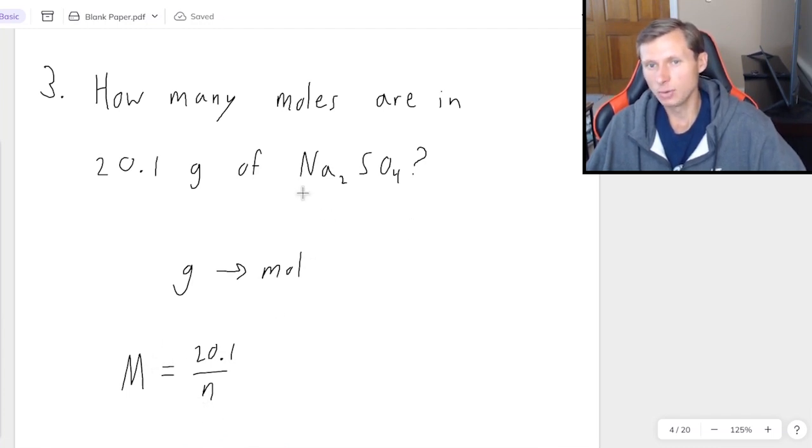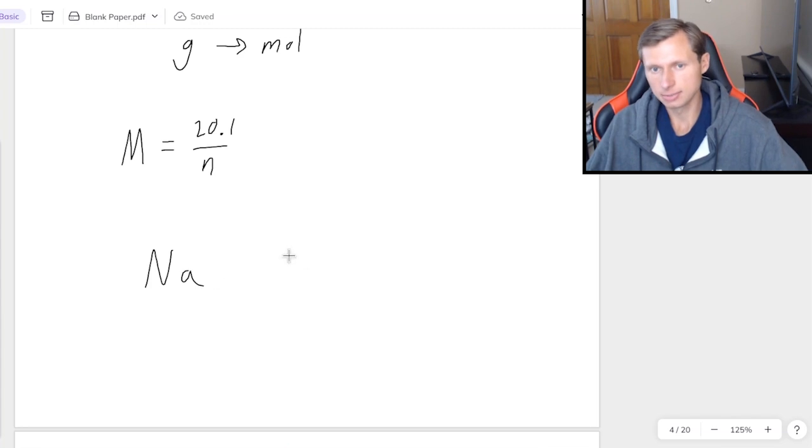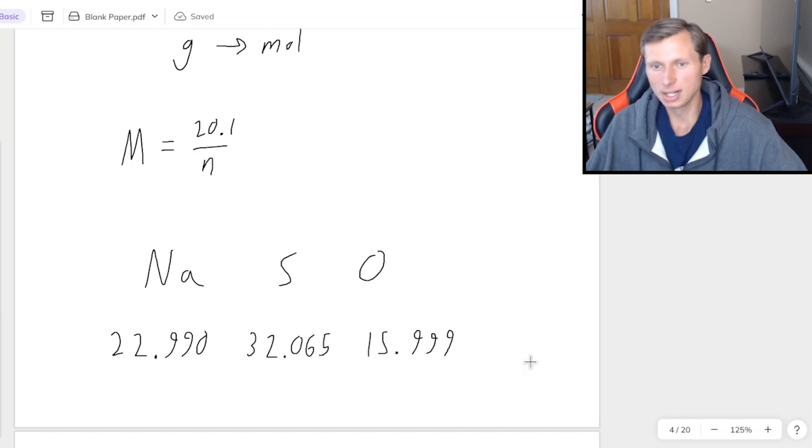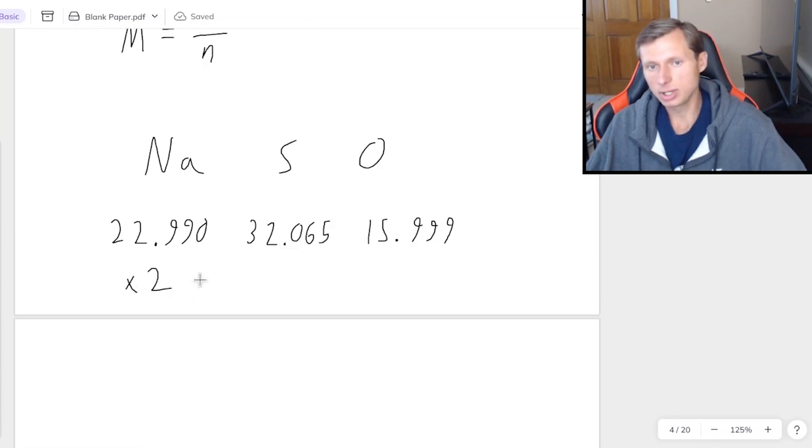And to do that, we have to find the molar masses of individually Na, S, and O, which I'll do right now. Sodium is 22.990. Sulfur is 32.065. And oxygen shows up again. Oxygen and hydrogen are both very popular. Oxygen is 15.999. And going back here, remember I have 2 sodiums, Na, and 4 oxygens, and only 1 sulfur.